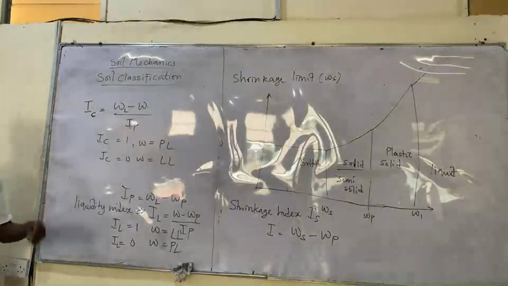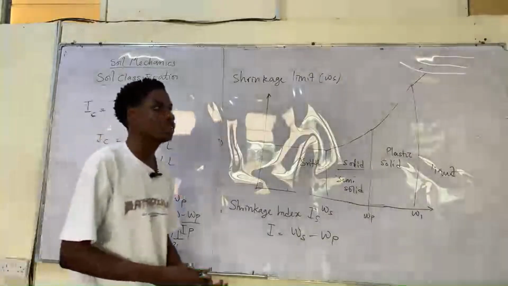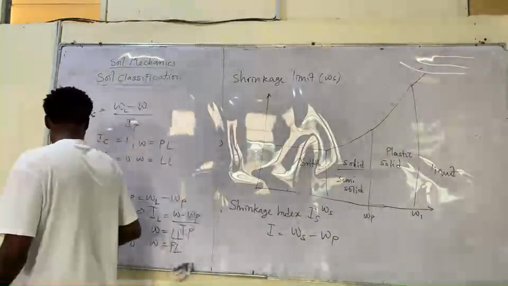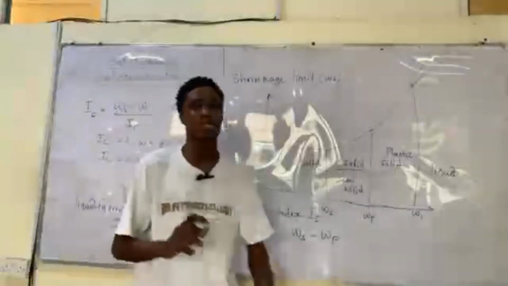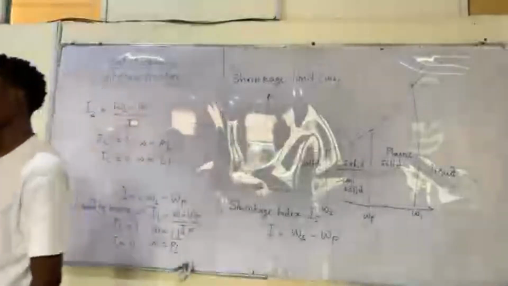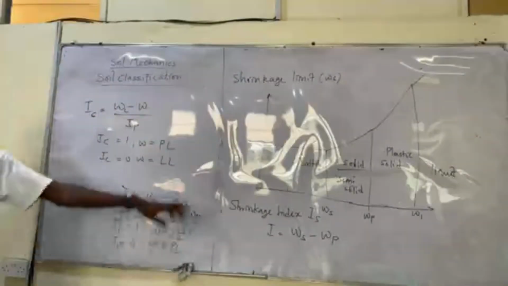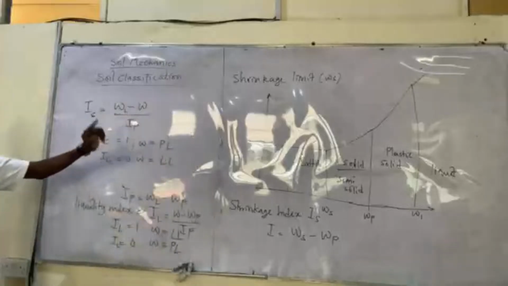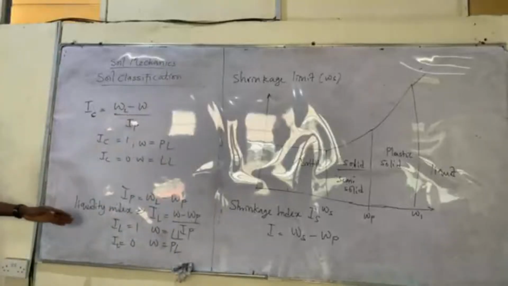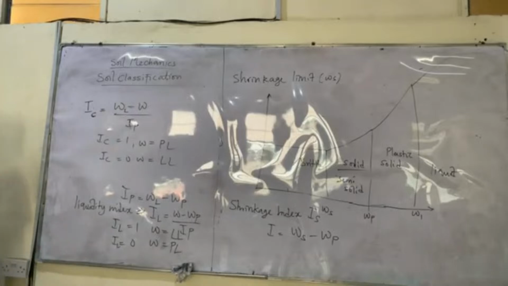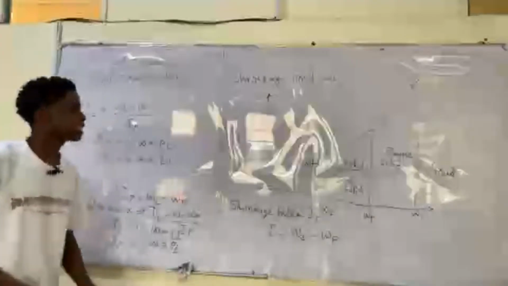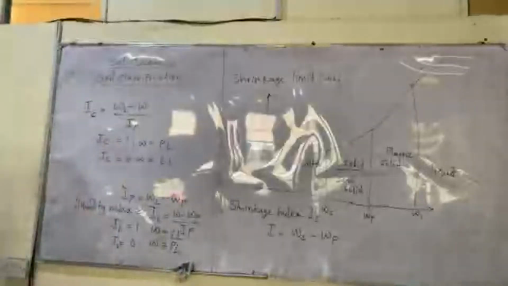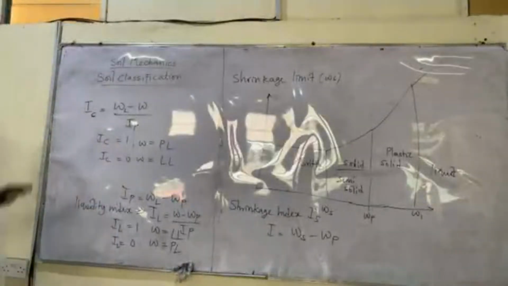So if you are given, let's say, the liquidity index to be 0.7, and then we are told to get the consistency index, all you need to do is just 1 minus 0.7, that's 0.3. So the consistency index and the liquidity index, when you sum them together, you have 1. That is unity. So I think that's that on all these.